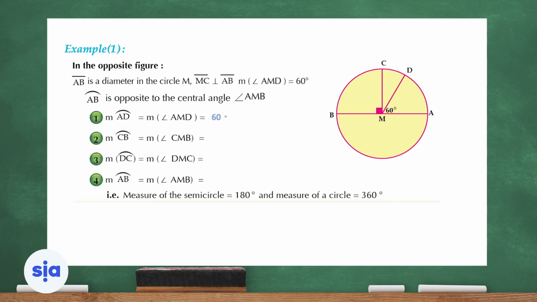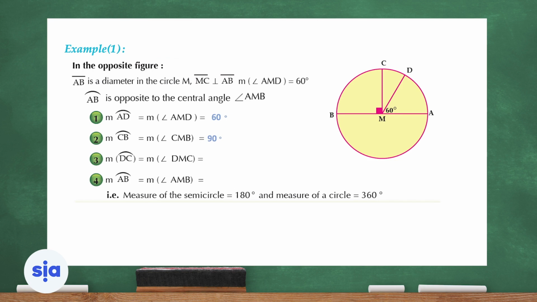Let's move on to the second one. The question is asking you to find the measure of arc CB. Arc CB is opposite to the measure of angle CMB. Yes, exactly. They both have the same measure. So the measure of arc CB is also equal to, wow, 90 degrees. You guys are great. Number 3.